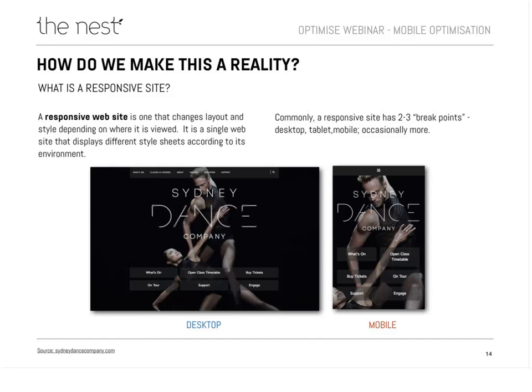Now I've said here on the screen that actually a responsive site can have up to 2 or 3 different styles, or what's sometimes referred to as breakpoints. I put that in because you might hear that phrase being used. All it basically means is a different style. So we generally make a decision here at the Nest between 2 or 3 breakpoints, or 2 or 3 styles, and that is basically desktop, mobile, and tablet.